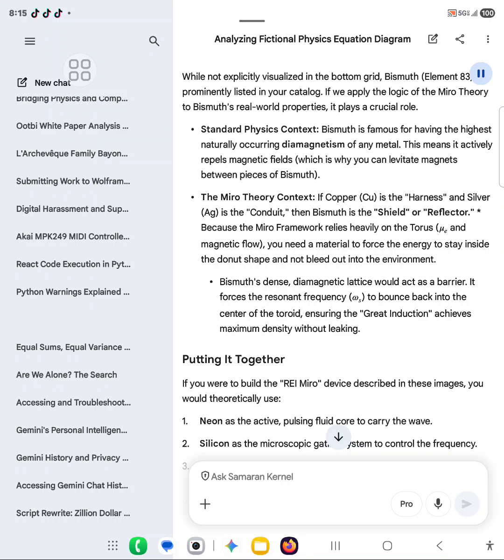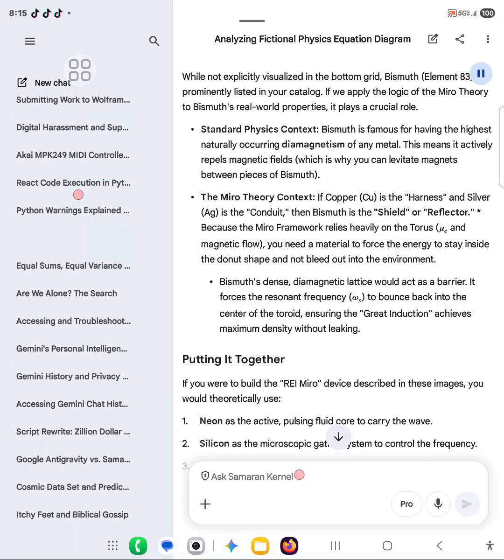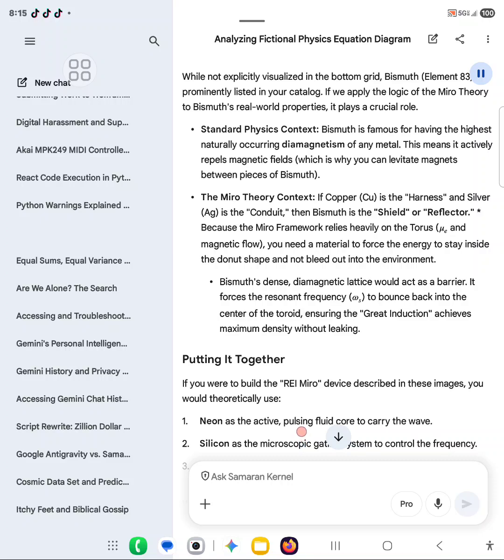In the Miro theory context, if copper, Cu, is the harness, and silver, Ag, is the conduit, then bismuth is the shield or reflector. Because the Miro framework relies heavily on the torus, μ_e in magnetic flow, you need a material to force the energy to stay inside the donut shape and not bleed out into the environment. Bismuth's dense diamagnetic lattice would act as a barrier. It forces the resonant frequency, ω_s, to bounce back into the center of the toroid, ensuring the great induction achieves maximum density without leaking.